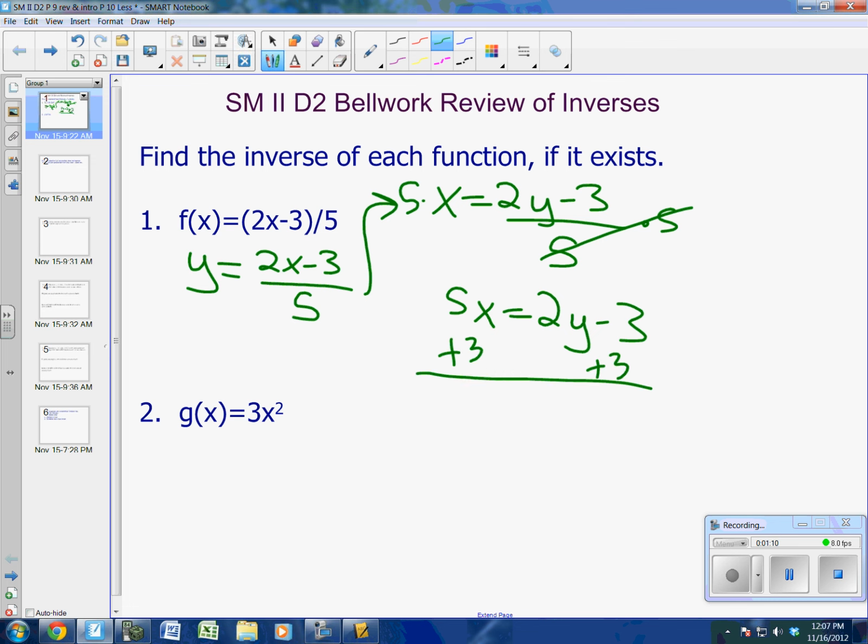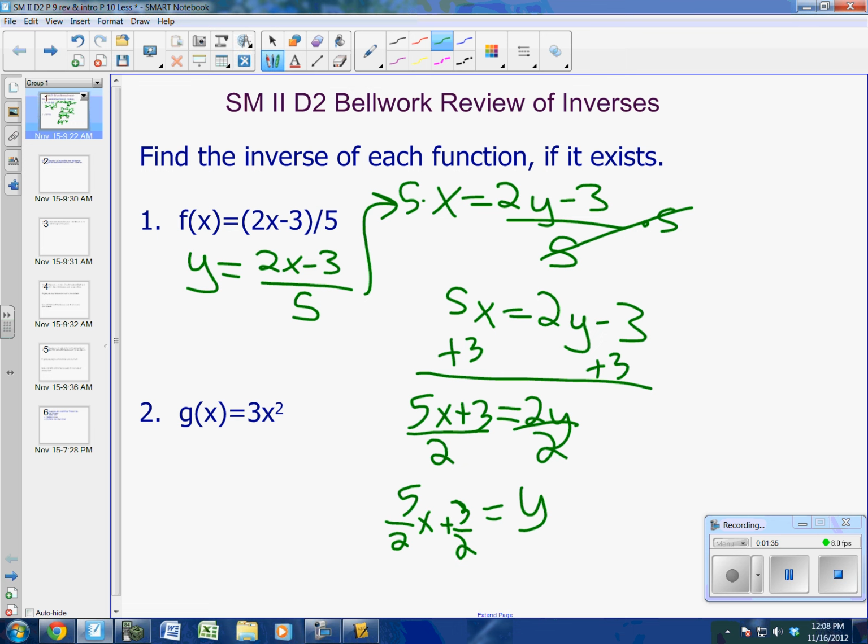And that gives me 5x plus 3 equals 2y. Then divide by 2. And we get y equals 5 halves x plus 3 halves. Or you can leave it as 5x plus 3 over 2.